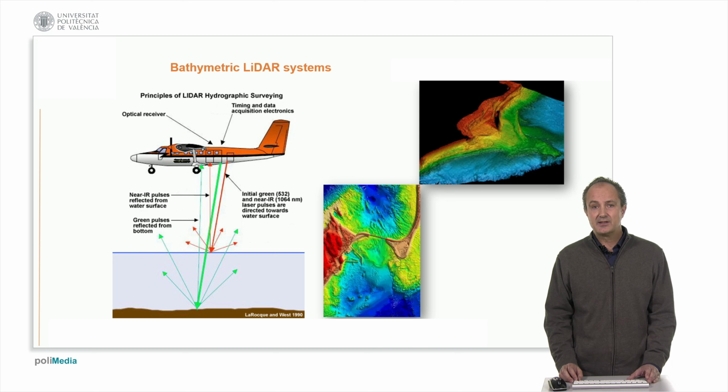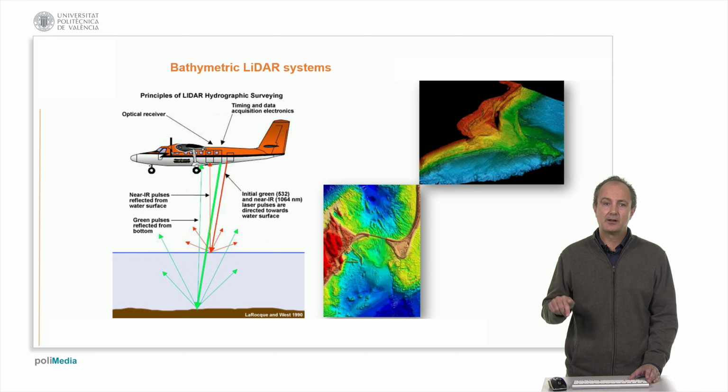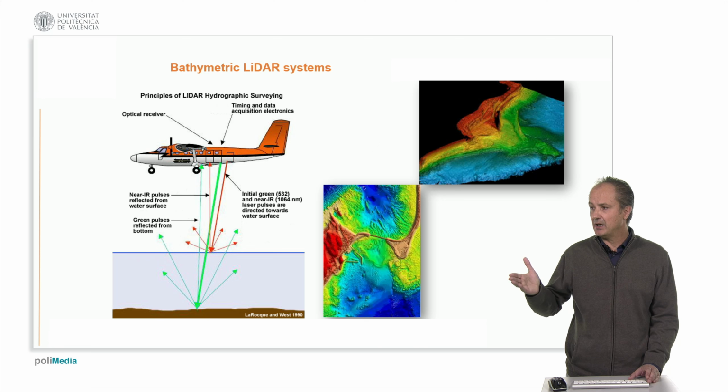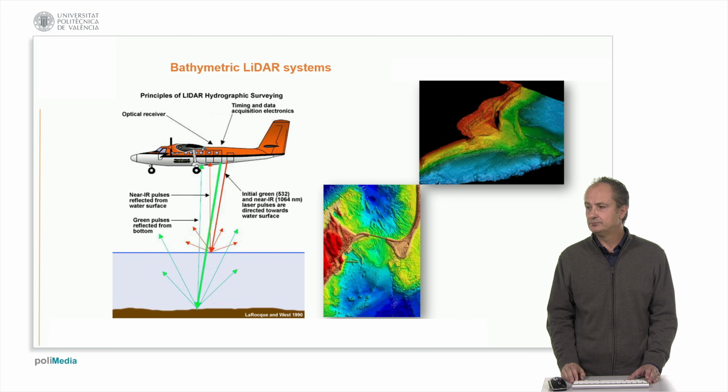Another type of Lidar is the bathymetric Lidar, based on the use of pulses with two different wavelengths, near-infrared and green. The near-infrared energy is reflected from the water surface, while the green pulse penetrates the water and is reflected from the bottom. Subtracting the registered heights obtained from the bottom and from the surface allows us to calculate the water depth. Here there are examples of bathymetry maps of coastal areas.